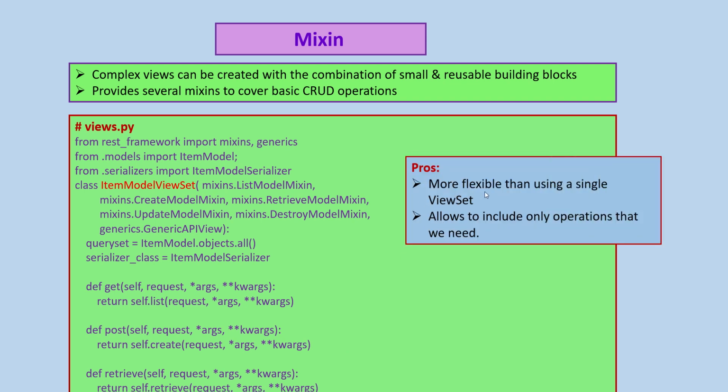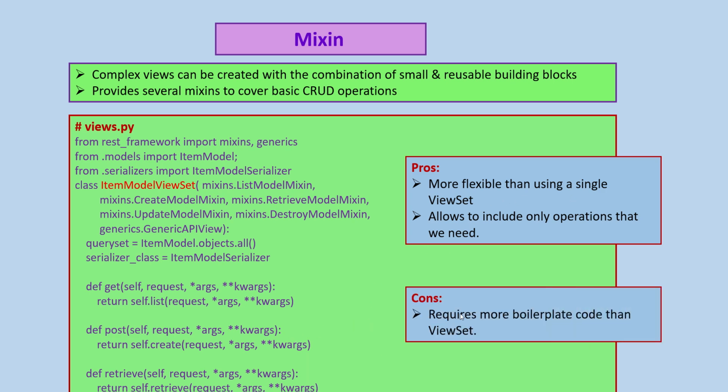What are the pros? It is more flexible than using a single viewset, and allows us to include only the operations that we need. As we know, it is making use of viewset functionality, and again it has its own functionality. So in that sense, it is more flexible than viewset. In case of disadvantages, we can say it requires more boilerplate code than viewset, which is obvious because it is giving more features on top of what viewset provides. So this is about mixin.